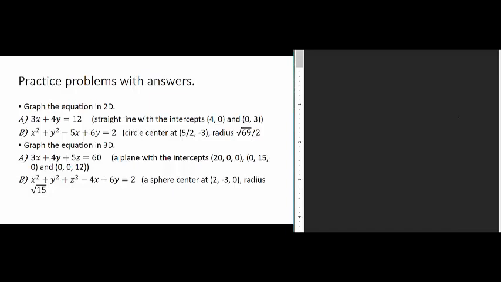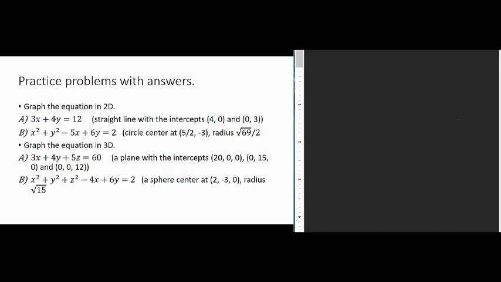And when you go to the second one, x squared plus y squared minus 5x plus 6y equals 2, you can complete the square. Then you will see that it will be of the form (x minus a) squared plus (y minus b) squared equals r squared. So that way you can determine the center will be at (5/2, -3), and the radius will be square root of 69/2.